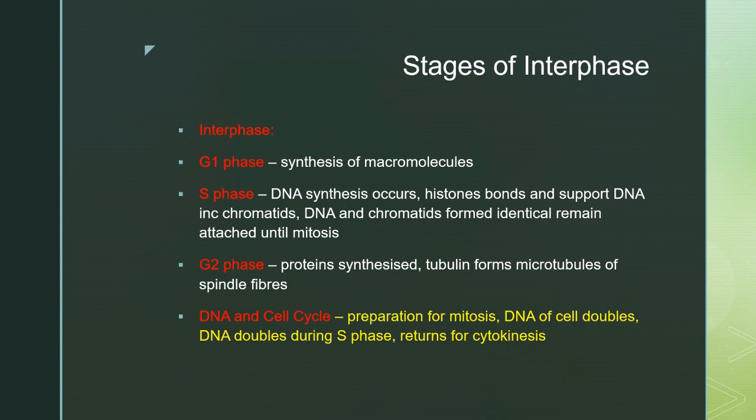So the cell cycle is the preparation for mitosis, and the interphase we just talked about. The DNA of the cell will double during this S phase that we talked about, and then it returns to normal after cytokinesis, which is the division of the cell.